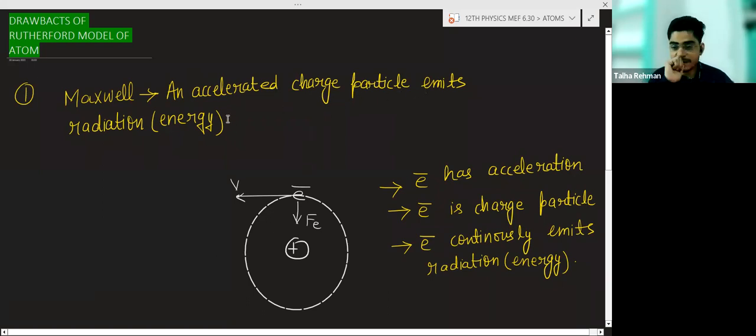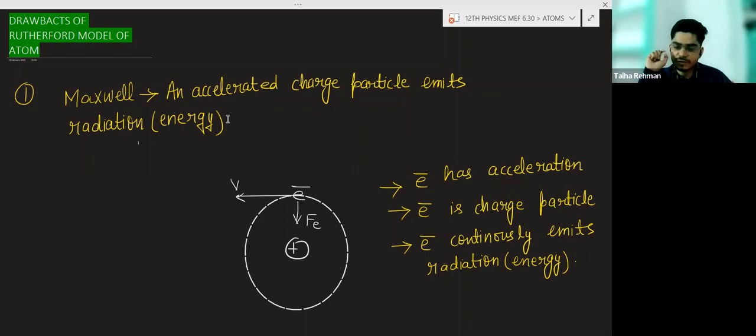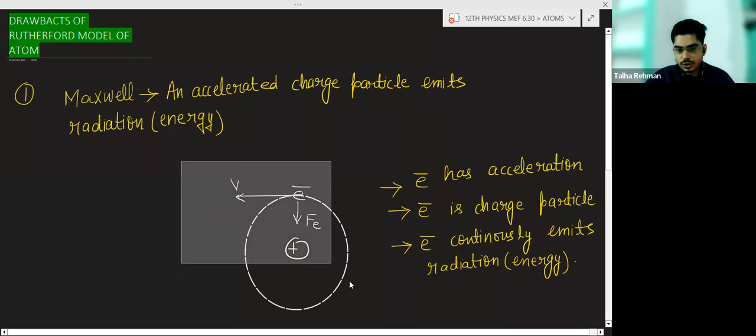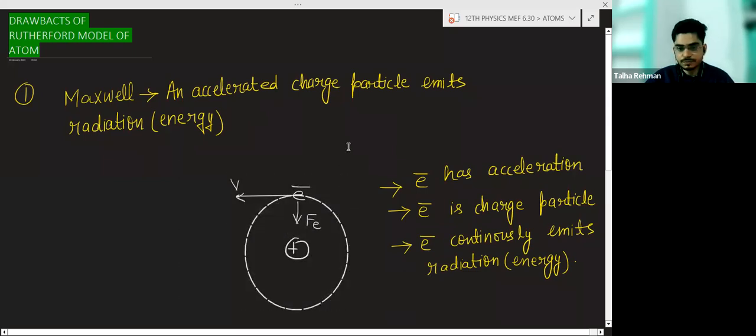In electromagnetic waves, I told you that if there is a charged particle and the charged particle is accelerating, then there are electromagnetic waves. Electromagnetic waves have energy, so the charged particle will emit energy if it is accelerating. Now, this is the model of the atom given by Rutherford.